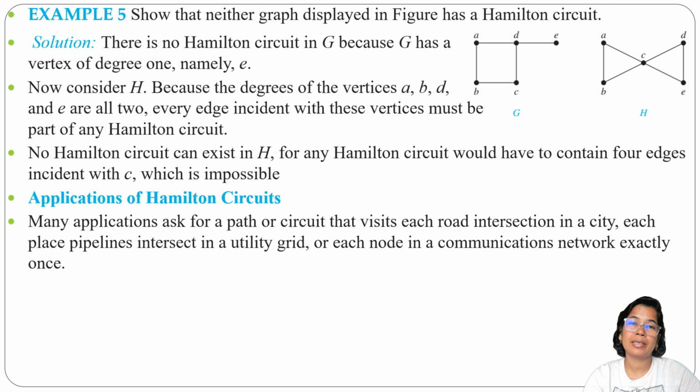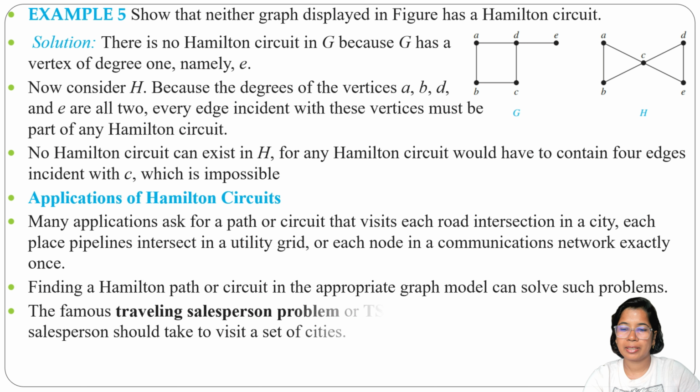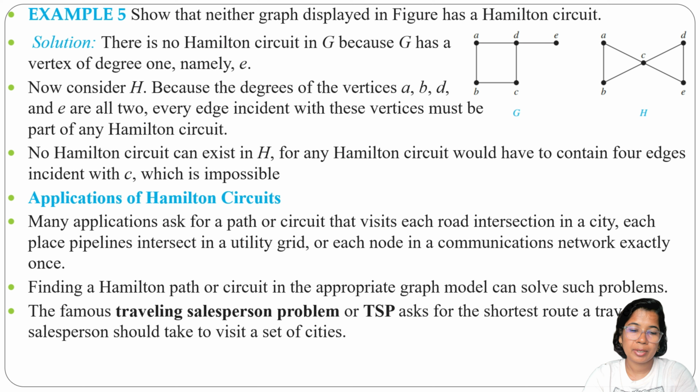For example, in the traveling salesman problem, where a person needs to visit every city and return to their place, we can use a Hamilton circuit. So the famous traveling salesman problem, or TSP, asks for the shortest route a traveling salesman should take to visit a set of cities.